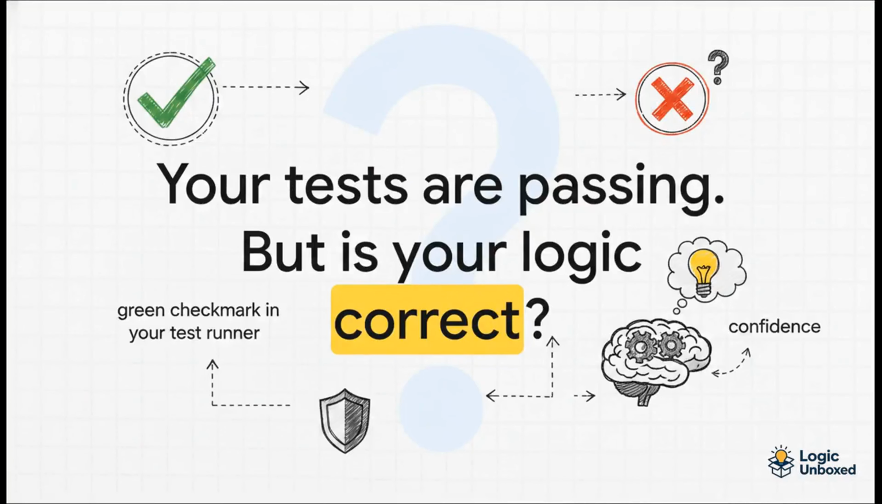So let me just leave you with this final thought. Seeing all those green check marks in your test runner, it feels great, right? But that's not the goal. The real question isn't, did my tests pass? The real question is, am I confident that my business logic is correct because of these tests? When you can honestly answer yes to that, well, that's when you know you're thinking like a senior developer.